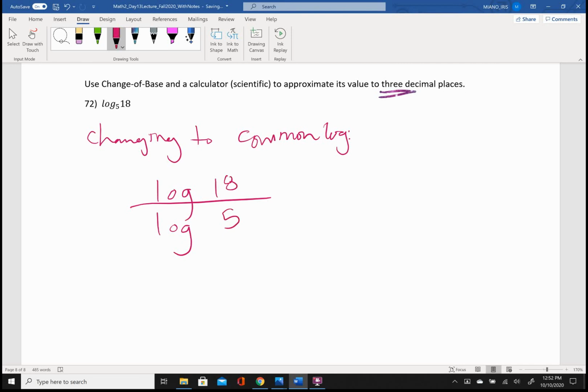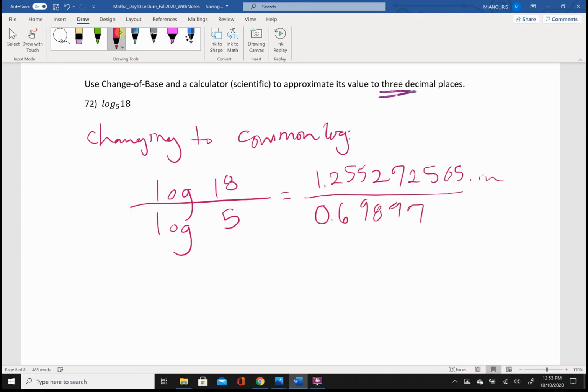So do some button pushing, and depending on how you do it, if you can write this all at once, cool. If you're going to do it in pieces, these are going to be approximately: the log base 10 of 18 is about 1.2552725051, and so on. And then the log base 10 of 5 is about 0.698970004, and so on. Now, depending on what kind of calculator you have, you might need to take this in pieces and then do the division. And just make sure that you take it out to an exorbitant number of significant figures for each individual one, so you don't have any round off error.